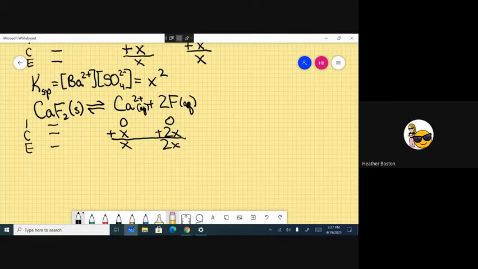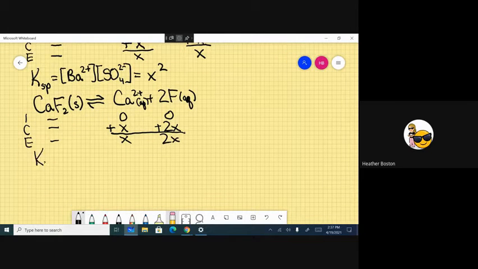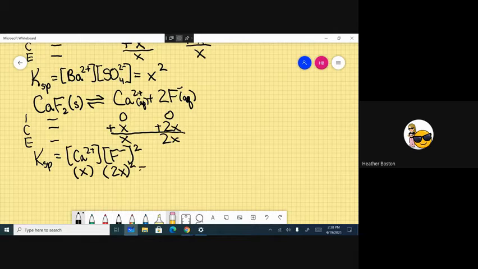So let's go ahead and plug that into Ksp, which is equal to the concentration of calcium times the concentration of fluoride squared. So I'll plug these in there. This is x. This is 2x squared. So anytime you have 3 ions, doesn't matter the combination, you're dealing with 4x cubed every single time there are 3 ions.